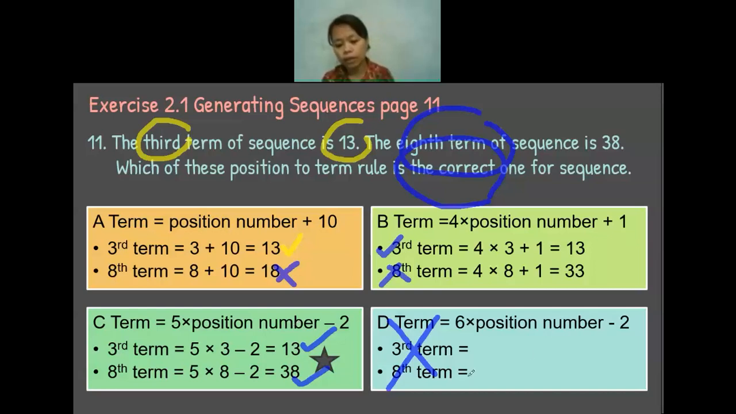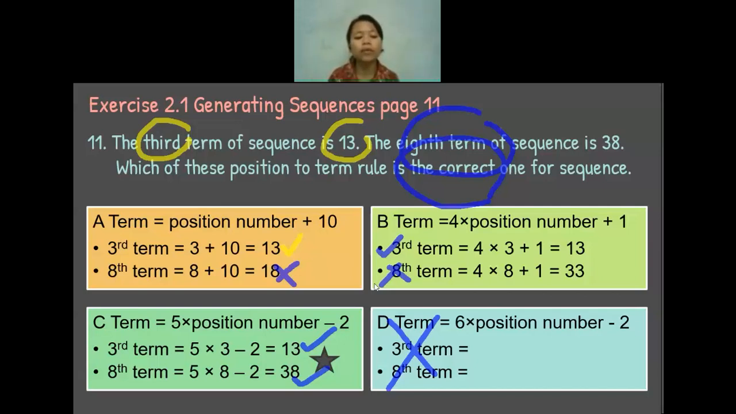Is there anyone having any difficulties or getting confused? What is all the sequence? You don't have to find all of the sequence, like finding the first term, second term, third term, fourth term. No need, because we just want to check if the sequence is correct or not. We can directly substitute the position number into whatever term is already given. The terms given are the third term and also the eighth term. So it means we don't have to find the complete sequence.